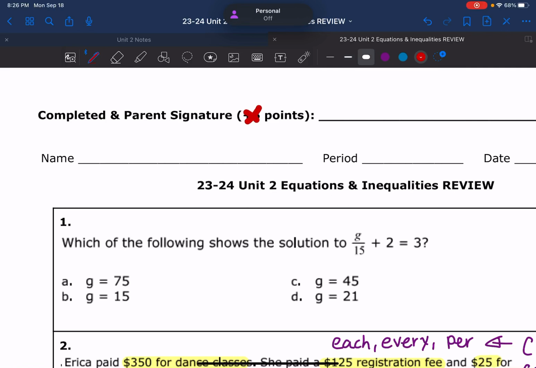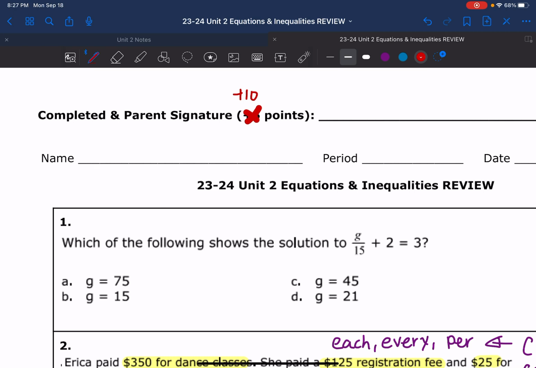Quick update. This is not going to be plus 5 points, but it is going to be plus 10 points, if you complete it and get it signed. If you've already noticed, I have already submitted the hard copy of the test review on Canvas.